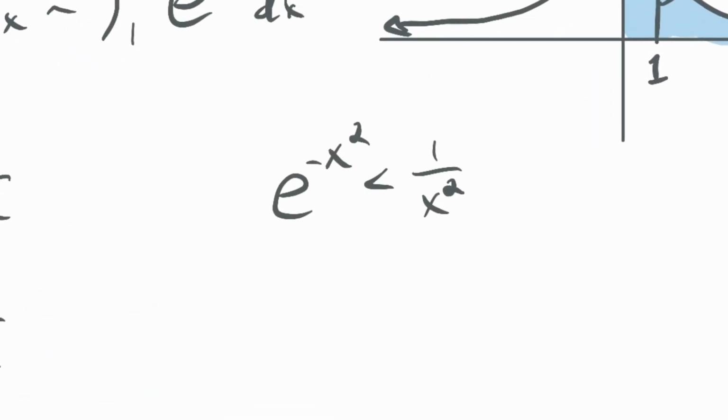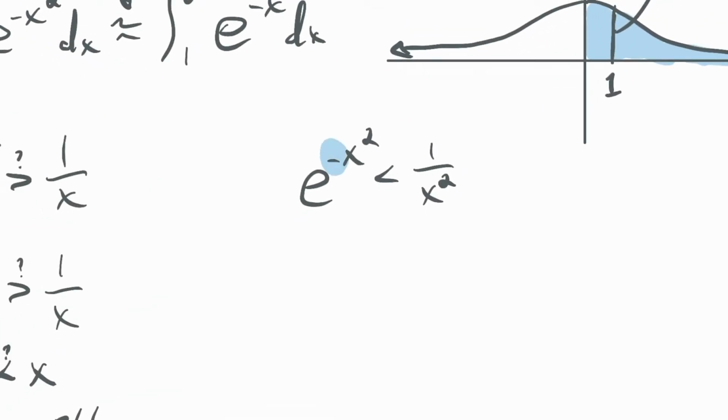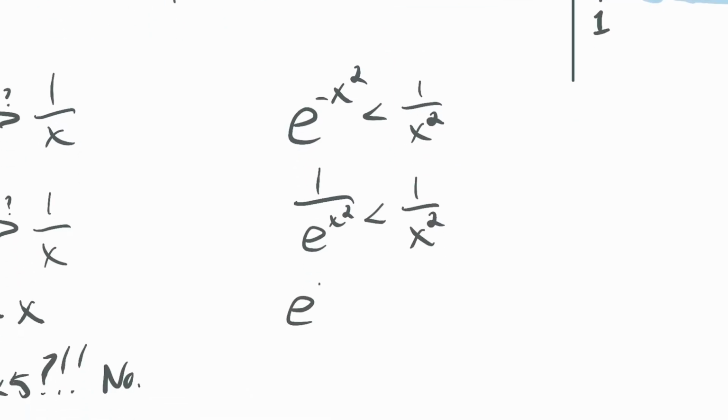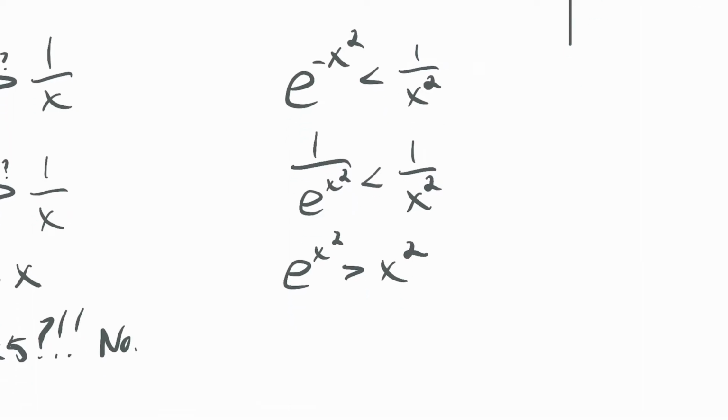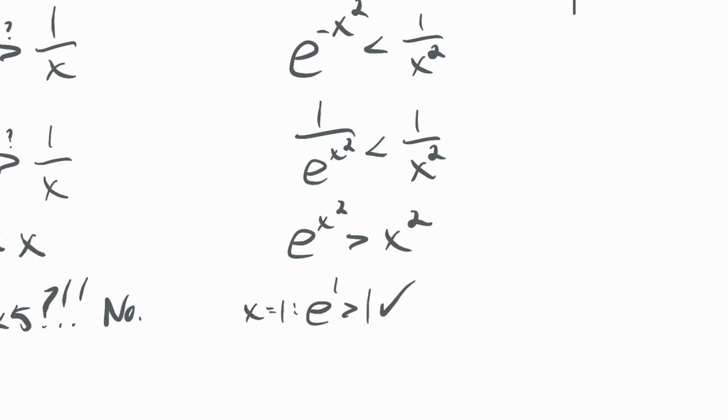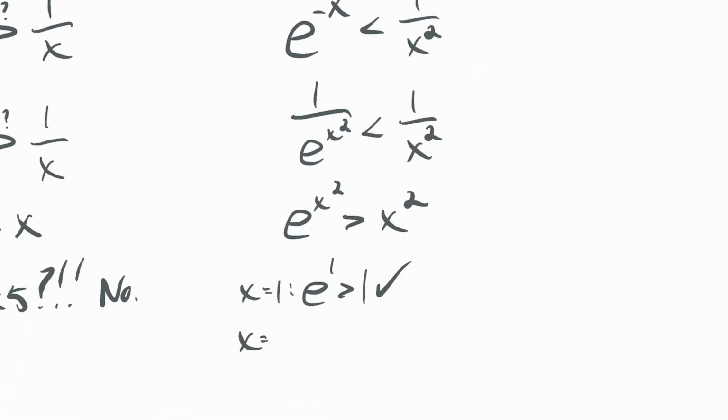Okay. So again, I'm going to start by utilizing this negative exponent to rewrite this as 1 over e to the x squared, less than 1 over x squared. I can again flip both sides, so e to the x squared is greater than x squared. And I look at that and I go, you know what? That seems right. If x equals 1, well, then I'd have e to the 1 is greater than 1. Yeah, that checks out. What about x equal to, I don't know, 5? Well, then e to the 25th power is greater than 25. Well, yeah, that's definitely true, right? E to the 25th power is a huge number.